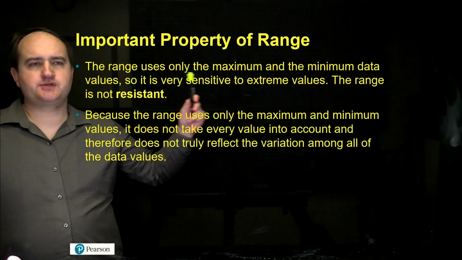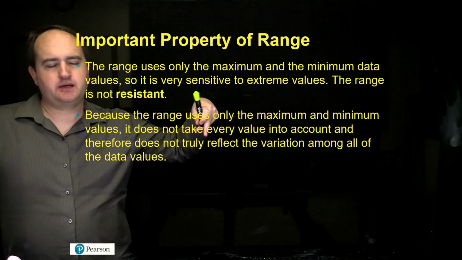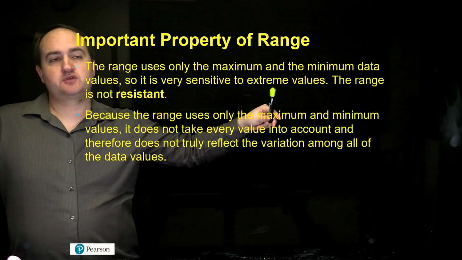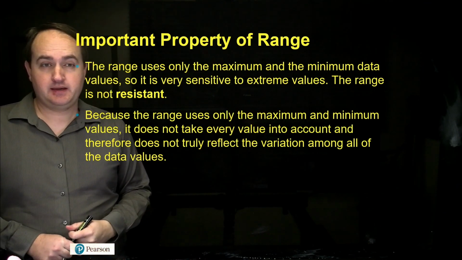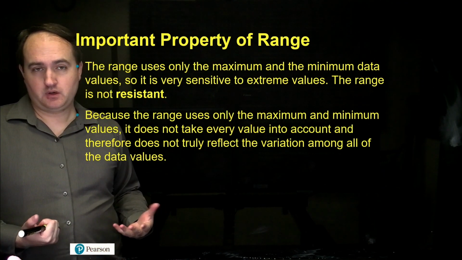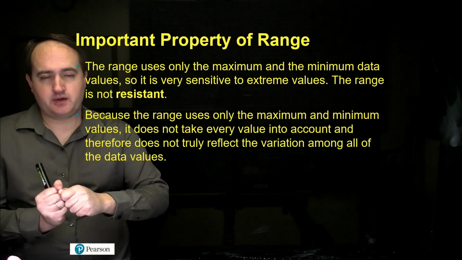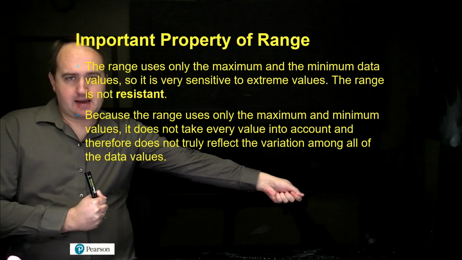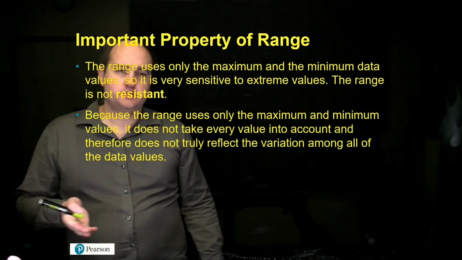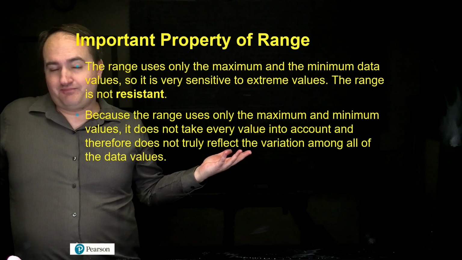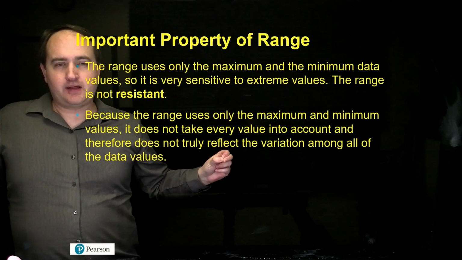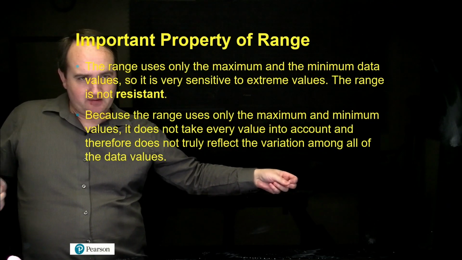So the range uses only the maximum and the minimum, as we were saying. So it is very sensitive to extreme values. Remember that extreme values are the same as outliers. Okay, so outliers are data values that are unusually high or unusually low. That means they're outliers because they're far away from the other data values.